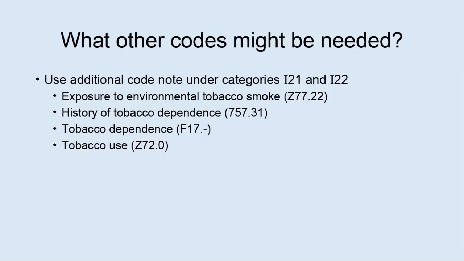What other codes might be needed? Well, here are some other possibilities, a list of risk factors for an MI. And the note under categories I21 and I22 states use additional code under these categories for exposure to environmental tobacco smoke, history of tobacco dependence, and tobacco use. So you see a pattern here: smoking, very bad.